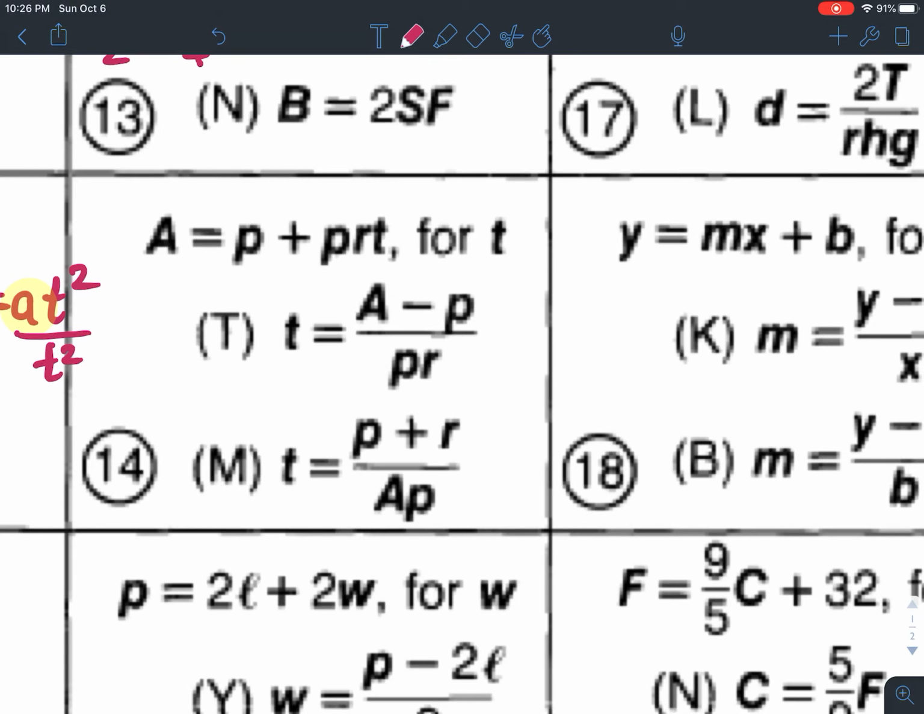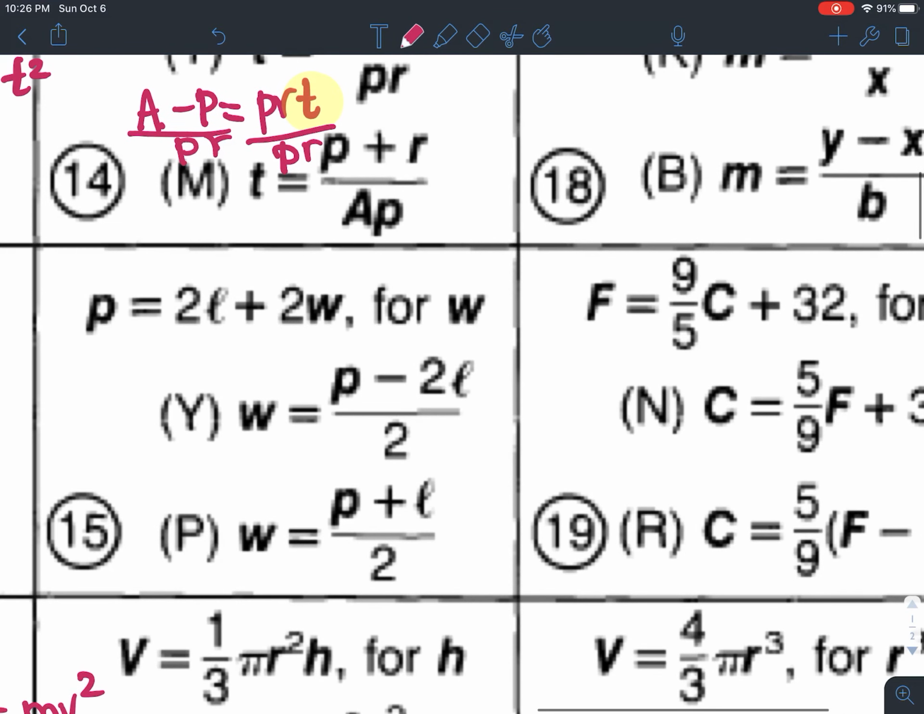For t here, first you're going to look at where the t is. No, it's both t and the r. You're going to get rid of this p first by subtracting it, and that would give you a minus p equals prt. Since you're trying to get t by itself, now the p and the r are connected to t, so we're dividing pr off on both sides. And that'll get your t isolated.